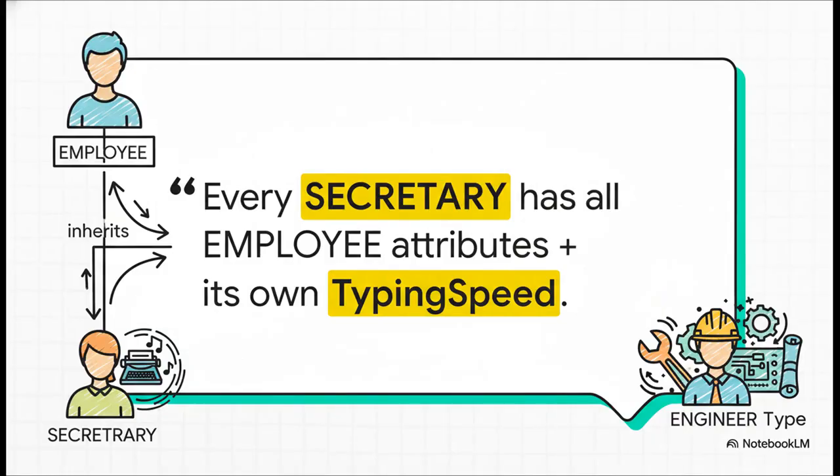And this is that idea of inheritance in action. See, the employee entity at the top has attributes like name and SSN. Well, because secretary is a subclass, it automatically gets all of that stuff, plus it has its own unique attribute, typing speed. Same thing for engineer. It inherits the basics and adds its own specific engineering type. It's just a super efficient way to avoid repeating the same information over and over again.